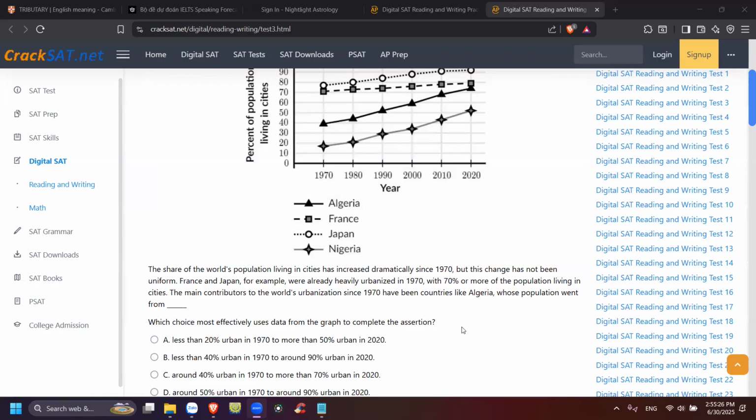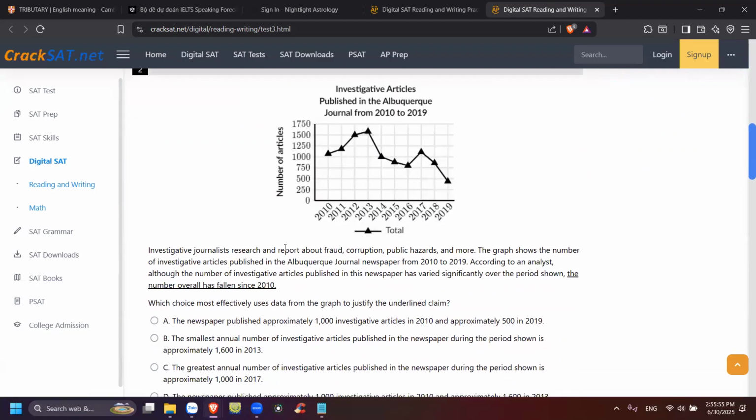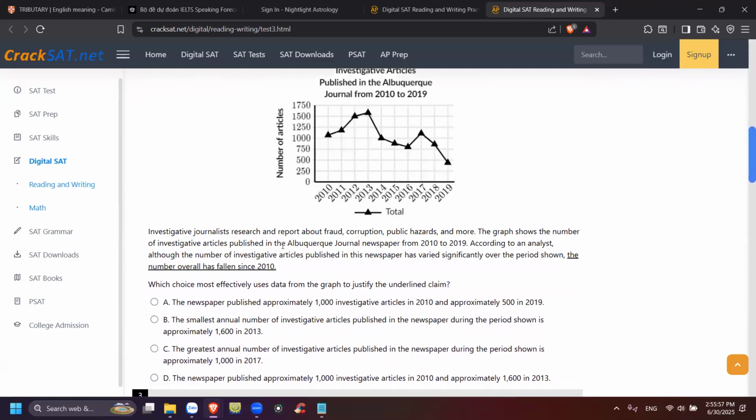I think it's C. Around 40% urban in 1970, and Algeria, yes, to more than 70% in 2020. This one. Yeah, it's quite straightforward, isn't it? Okay. Investigate articles published in the Albuquerque journal.